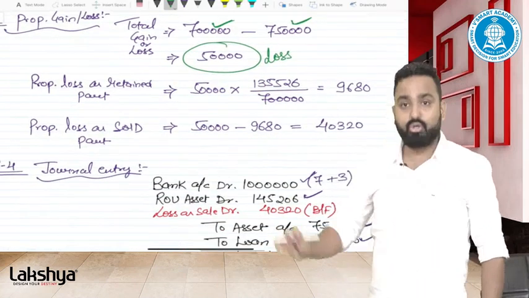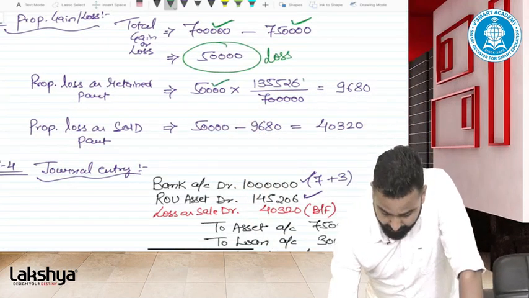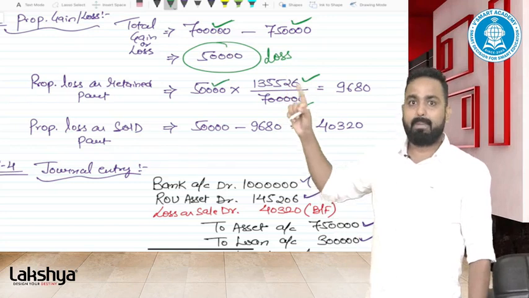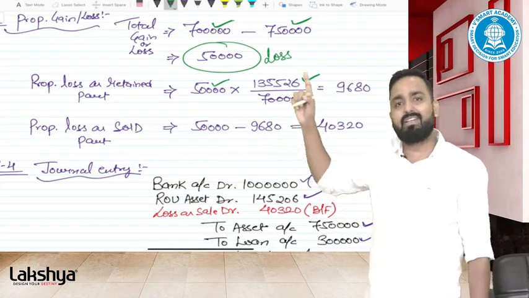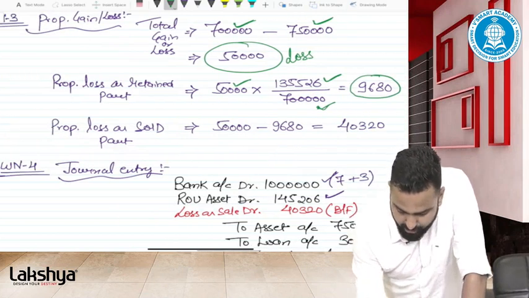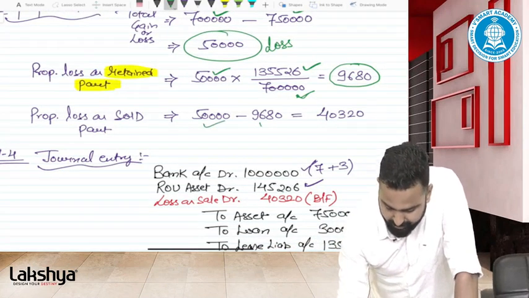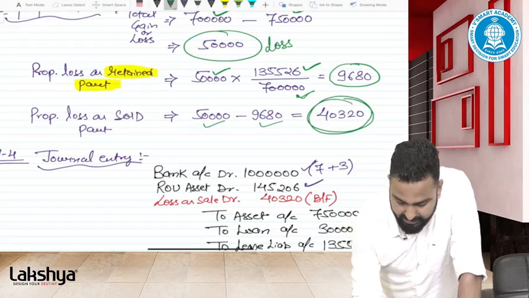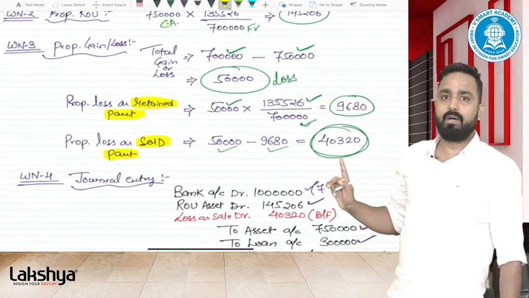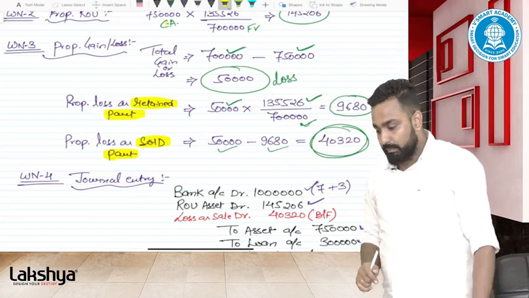Okay. Now how to calculate the proportionate loss? 50,000 is the total loss into present value of lease liability divided by fair value. This is the formula we always apply: present value of lease rent divided by fair value. So 9680 is the loss on retained part. So 50,000 minus 9680, 40320 is a loss on sold part. Guys, understood or not?